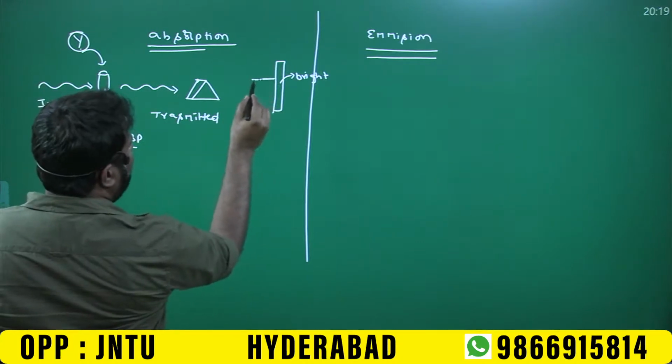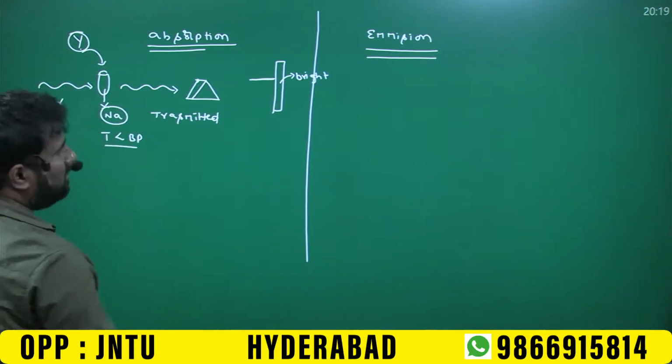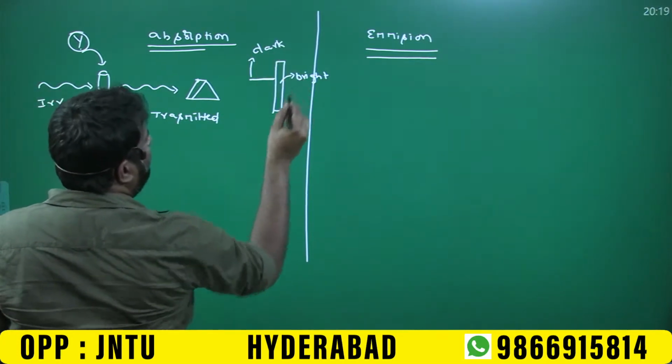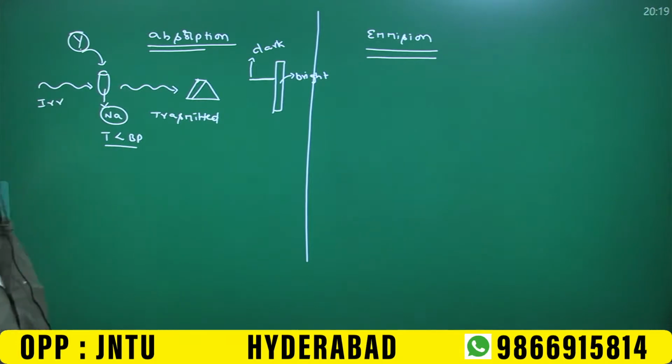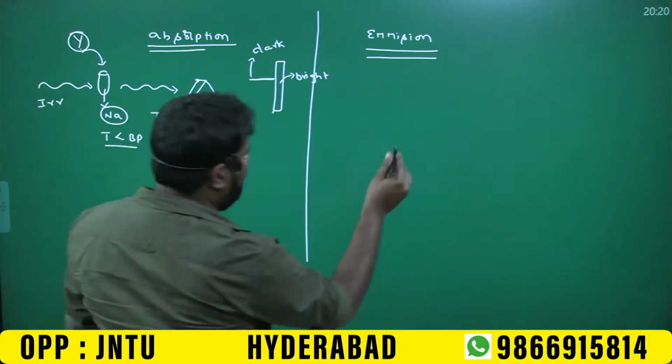Within that region you can find dark. So the lines, the bands are dark, and the background is bright in color in the case of the absorption spectrum. అర్థమైందా? Now coming to the emission spectrum.